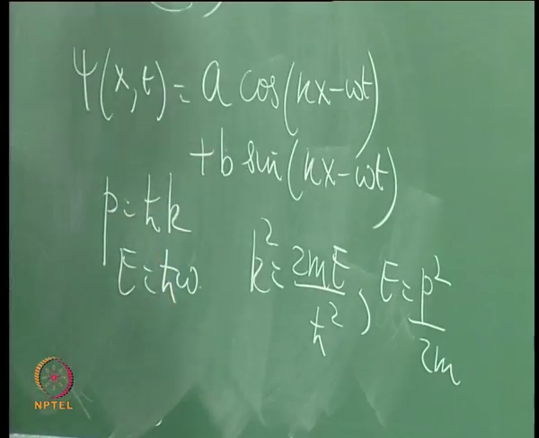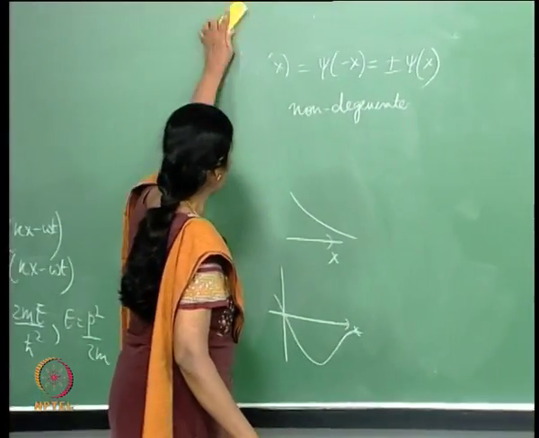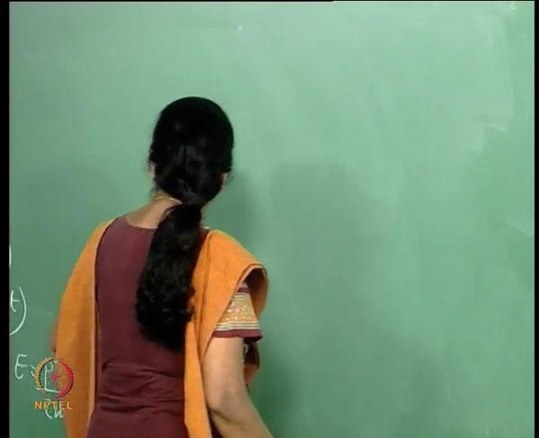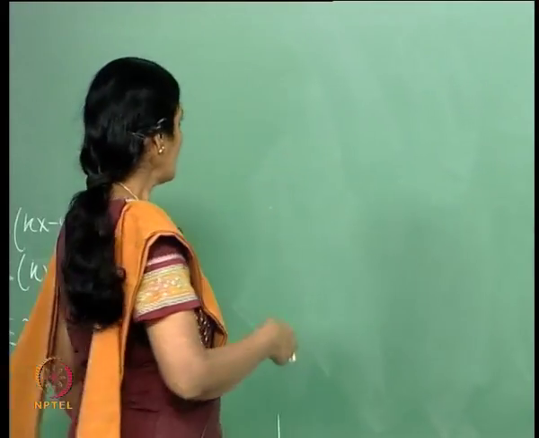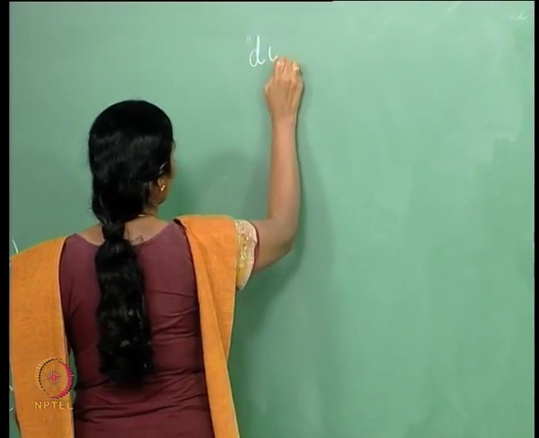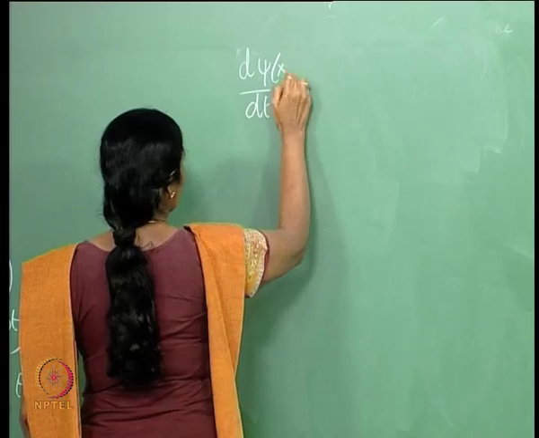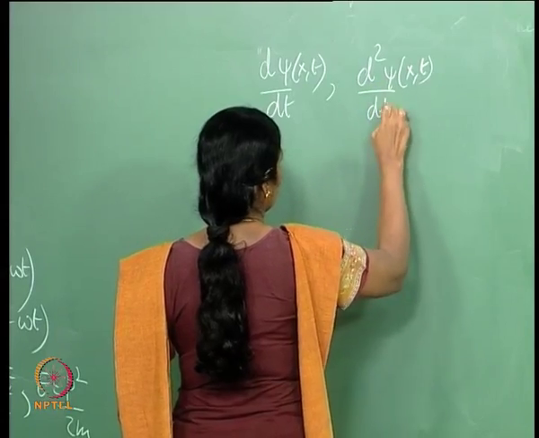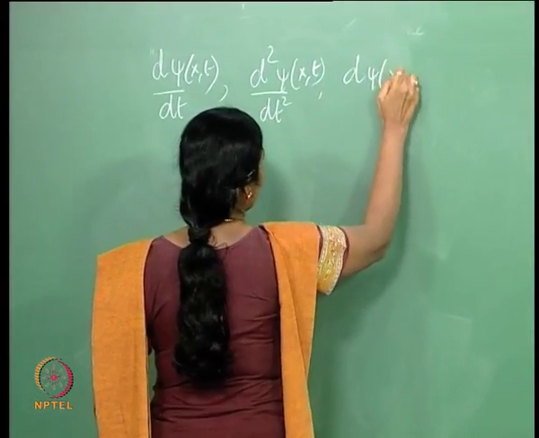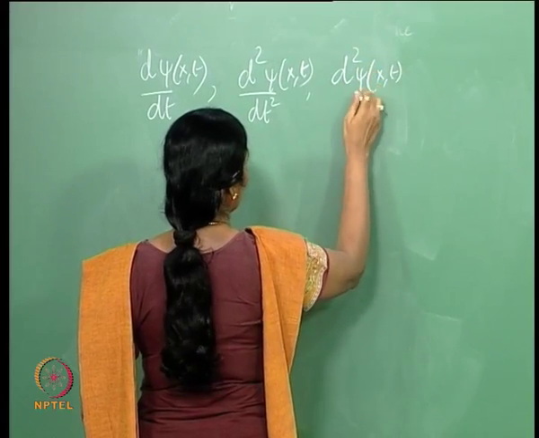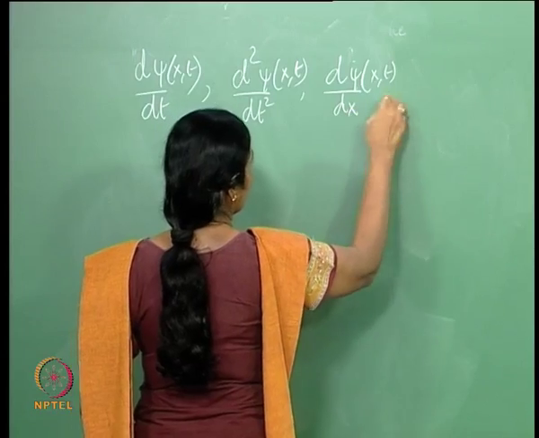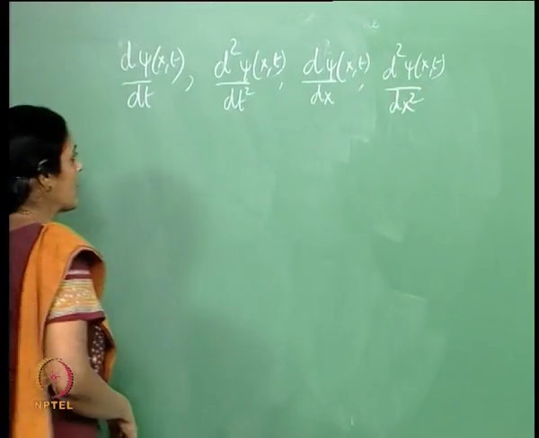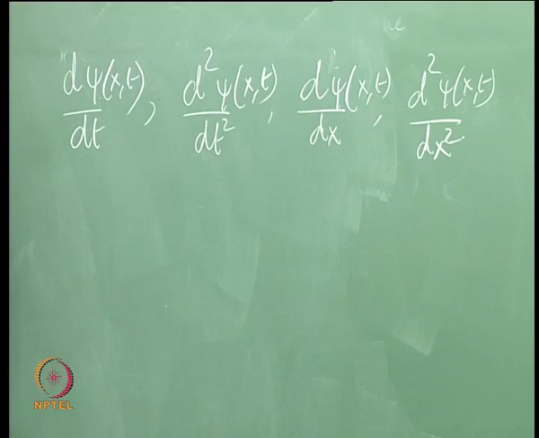So if I have this solution for psi of x, t, it's worth finding out what the differential equation is which is obeyed. What is the differential equation which is obeyed by the wave function? So the differential equation can be got by trying to find d psi of x, t by dt, d2 psi of x, t by dt squared, d psi of x, t by dx, and d2 psi of x, t by dx squared. We look at the first and second derivatives in space and time and try to come up with an equation.